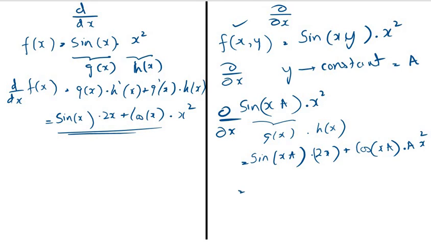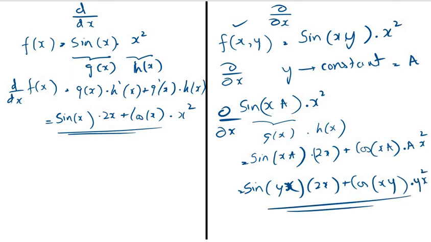And that's the answer, but we need to substitute back the y that was replaced by a. So we say the answer would be sine yx times 2x plus cos yx times y, since a is y, times x squared. That's the answer. We'll do one more question.